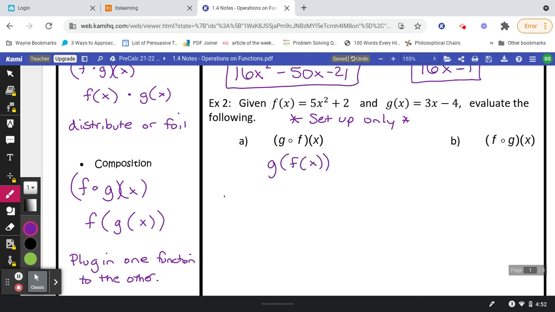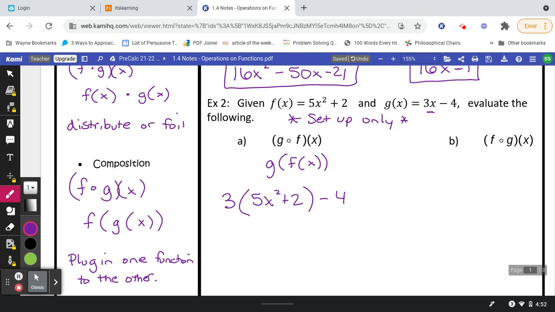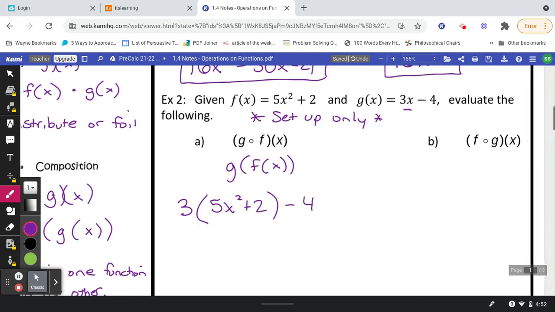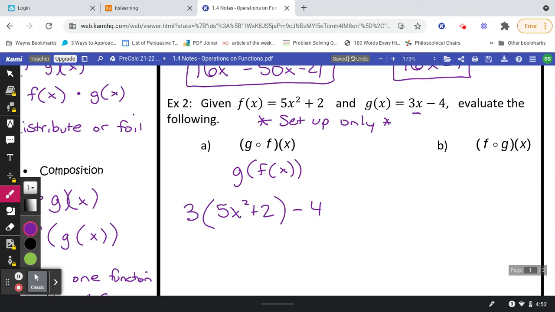So we'll start with the g function, 3. And then when x gets there, we're going to substitute in the other equation, the other function. And finish off with a minus 4. So that's our setup. Normally we would distribute and combine like terms. We've had enough practice with that. You should know how to distribute. So I'm mostly concerned with the setup.